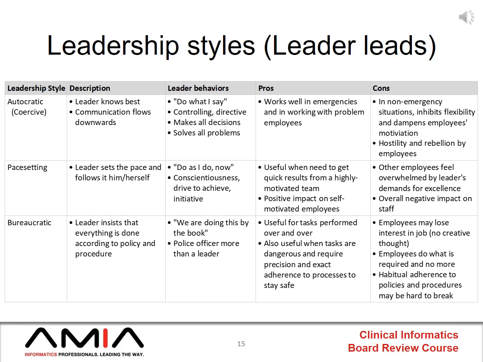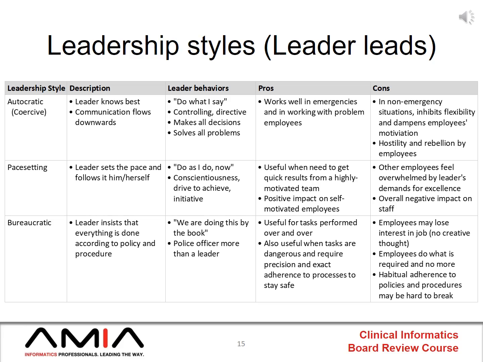In the first leadership style, which is the autocratic or otherwise known as the coercive style, this is at the extreme end of the spectrum where the leader believes that they know best and communication flows downwards to the team. The leader behaviors typically are do what I say, they're very controlling and directive, they make all decisions and they solve all problems. Now, this is not a leadership style that you want to use on a day-to-day regular basis.